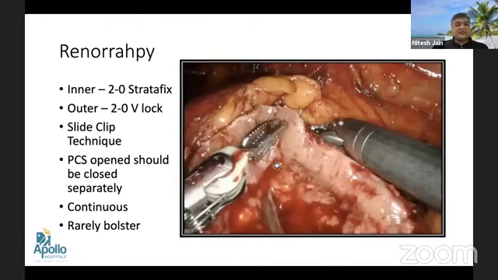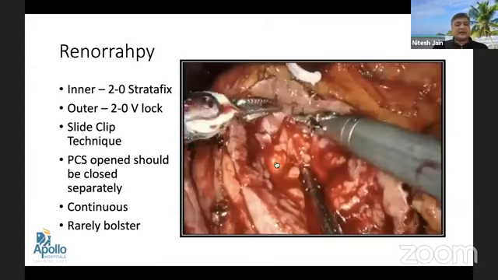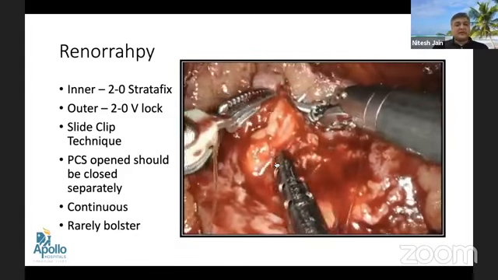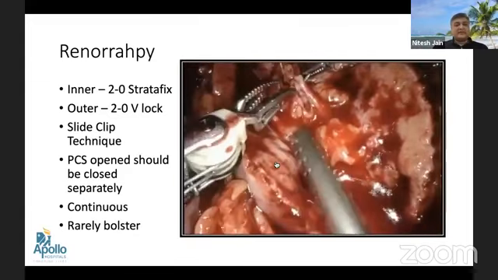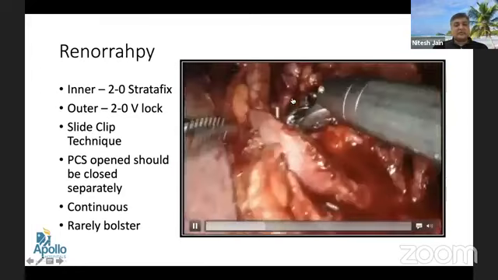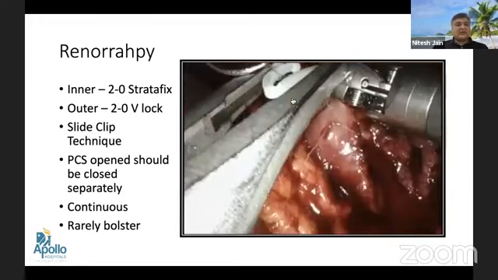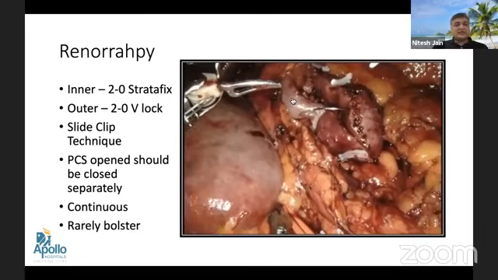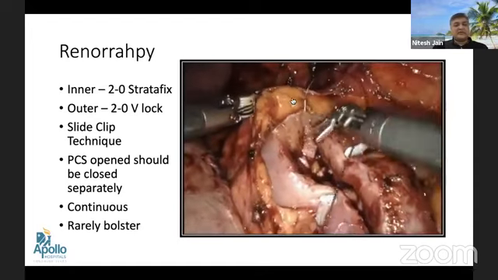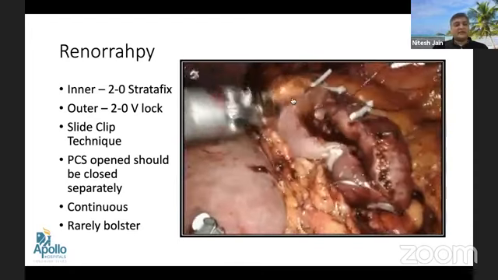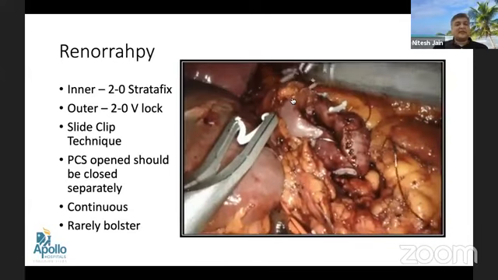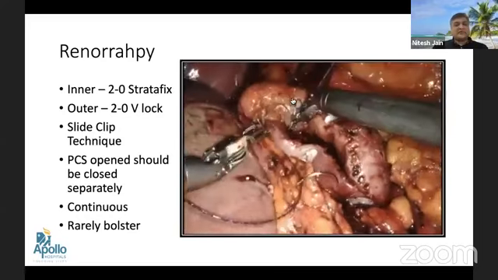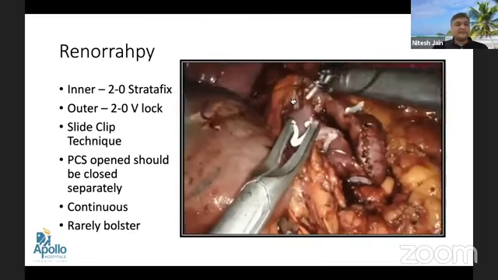The next step is your renorrhaphy. The inner layer is usually done using Stratafix, and it's better to suture only the medullary part of the kidney. If you have opened any pieces here, it should be sutured and closed properly and separately. All the renorrhaphy is done using a sliding clip method, and the next layer is usually done in a continuous method. There are various other methods like an interrupted sliding clip technique or a horizontal mattress method, so it all depends on personal choice.